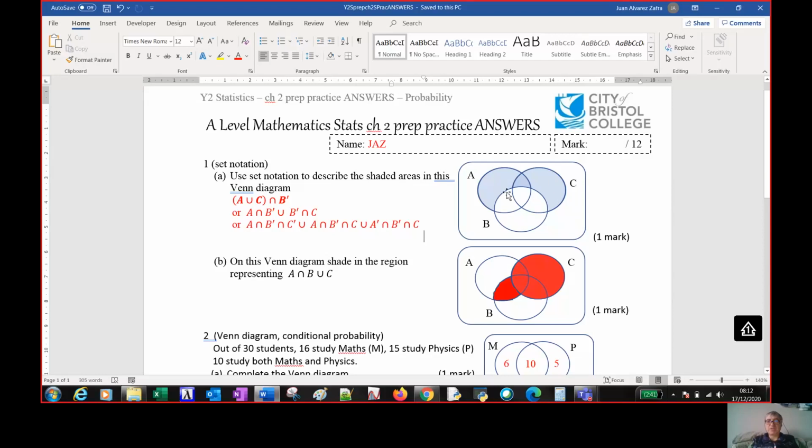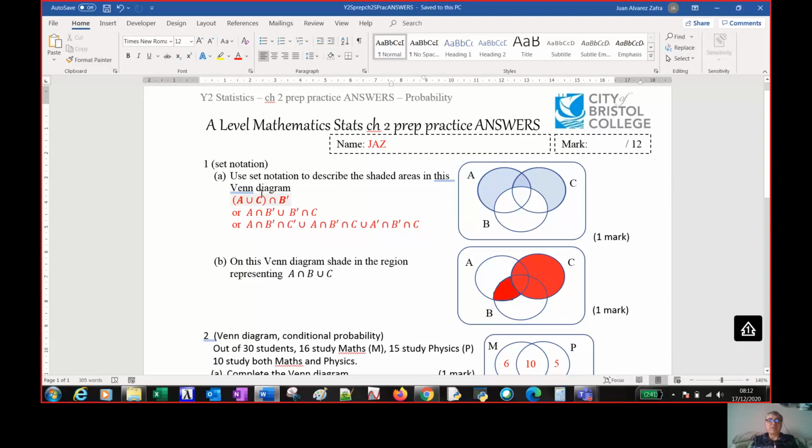You can see that the A and C region is shaded, but the parts which are not inside B. And so we use the notation, the U symbol for union or, and the N symbol for intersection and, and the dash symbol for not. So probably the easiest way of expressing this region here is A or C.